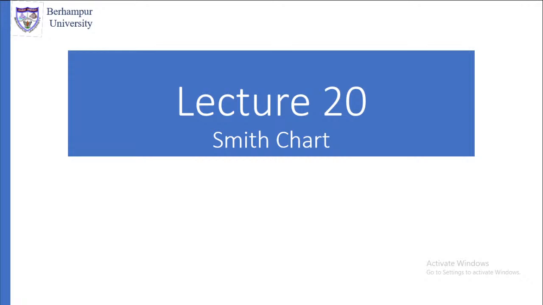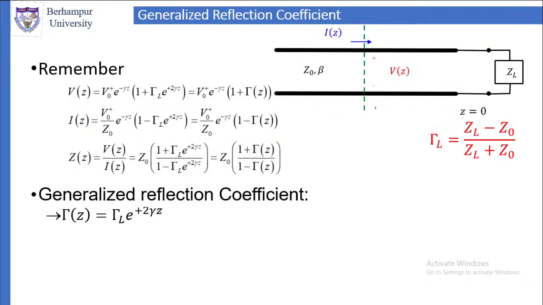I hope that you remember the summary of transmission lines. So we'll start with that. First, let us look at the transmission line. Here we have a transmission line whose characteristic impedance is Z0, propagation constant beta, and voltage on the transmission line at any point Z is V(z).